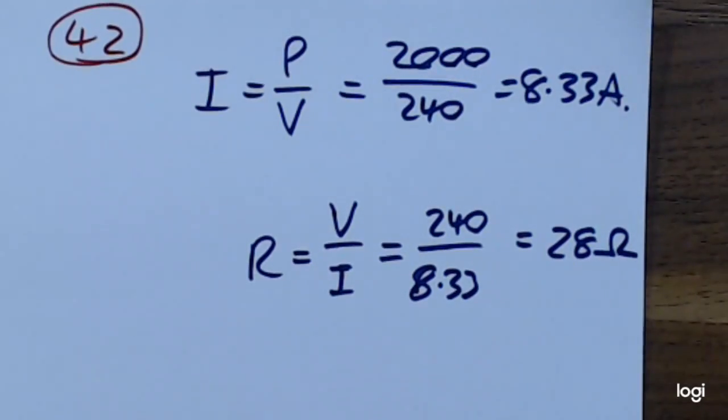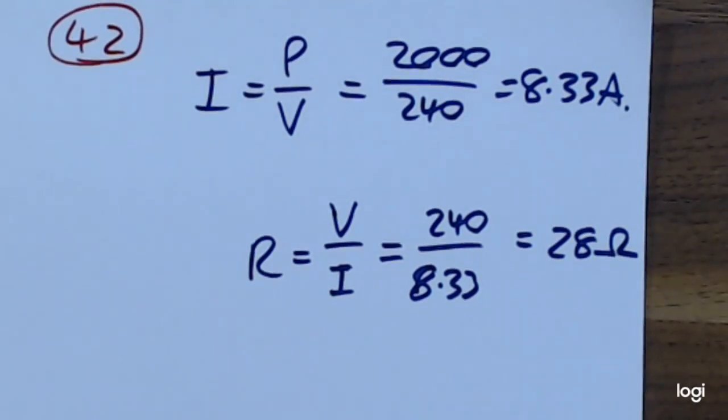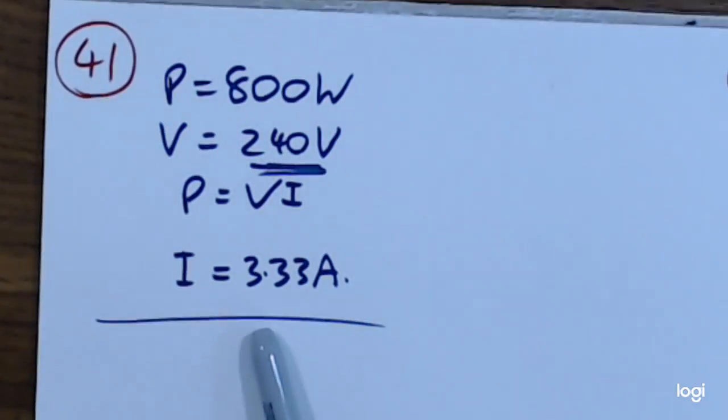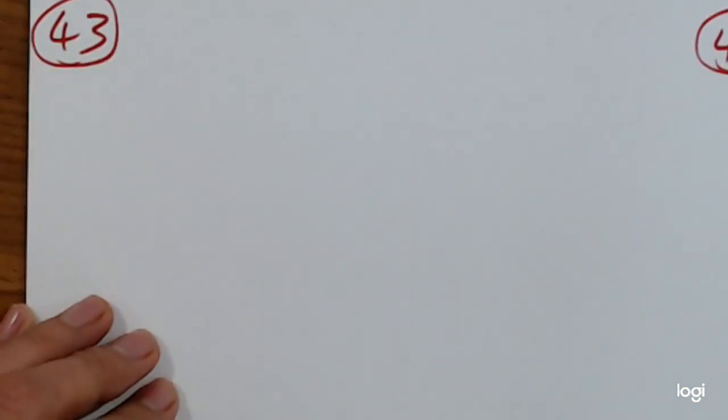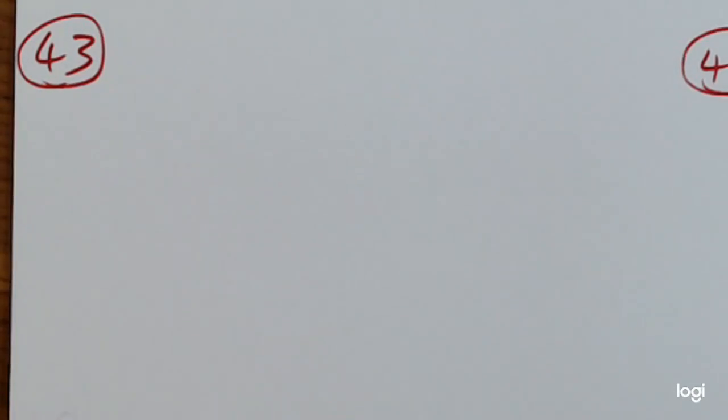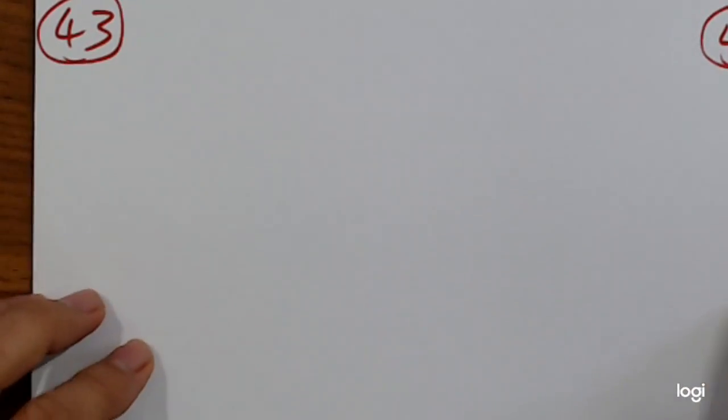Okay, 43. It says perform a calculation to predict whether or not the circuit breaker is going to trip the circuit when all three of the above devices are operating simultaneously. Well, when all three are operating, they're going to draw a combined current of 8.33 plus 3.33 plus whatever the dishwasher uses, right? And if that's more than 15 amps, because 15 amps was the circuit breaker, the circuit will break, all right? So what we have to do is figure out how much current's going through the dishwasher.